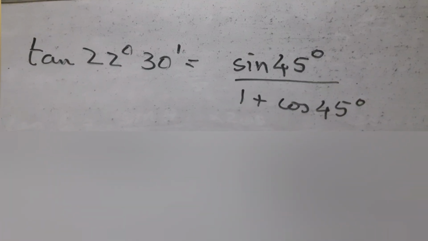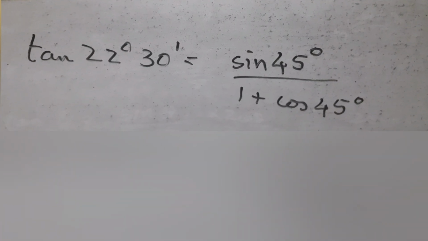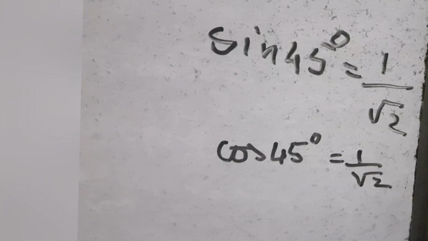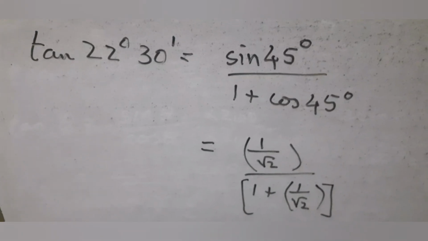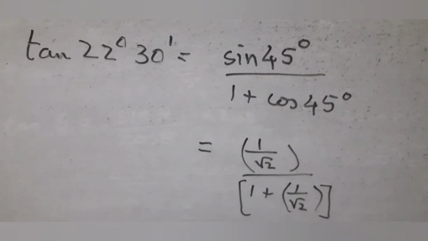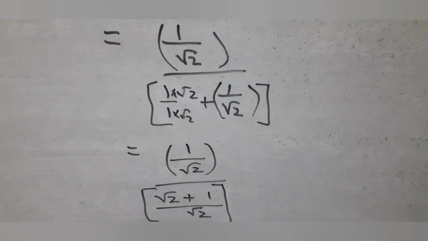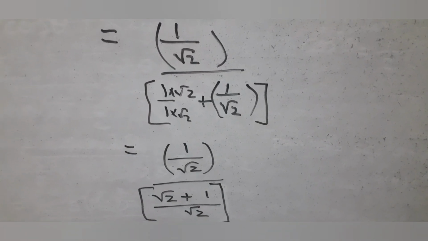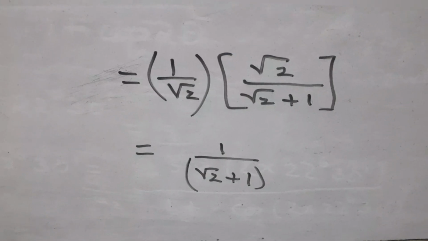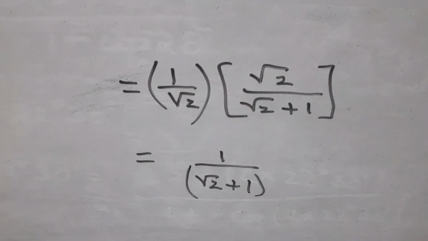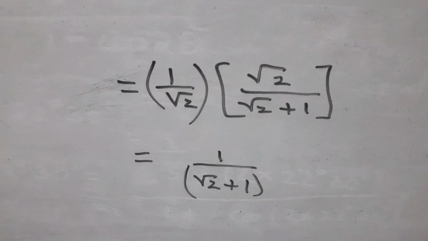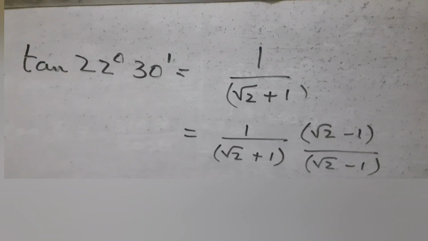Replace sin 45 degrees with 1 by root 2 and cos 45 degrees with 1 by root 2. Simplify the fraction. The conjugate of the denominator is root 2 minus 1. So introduce the conjugate and apply the identity for a plus b into a minus b.